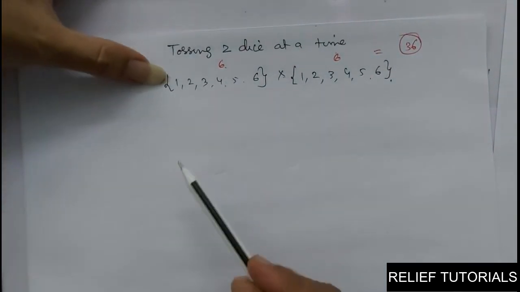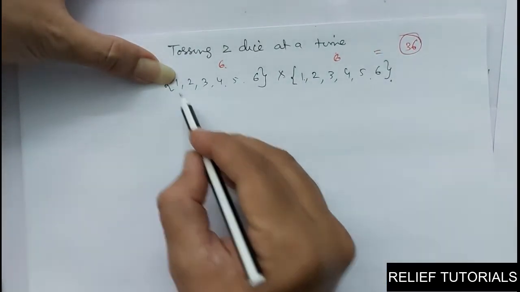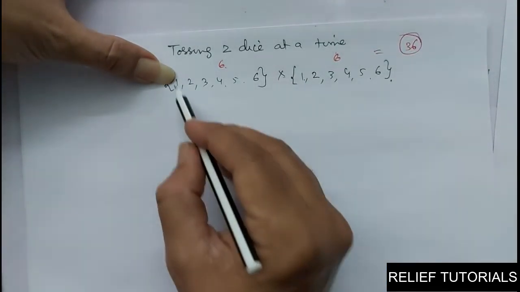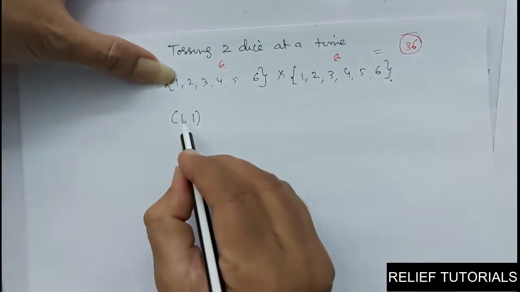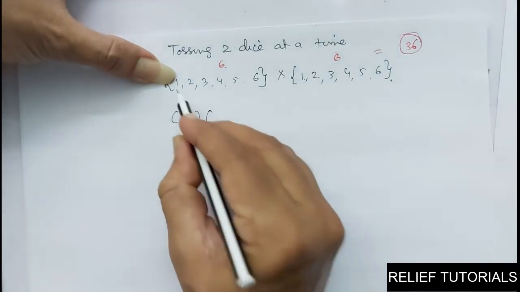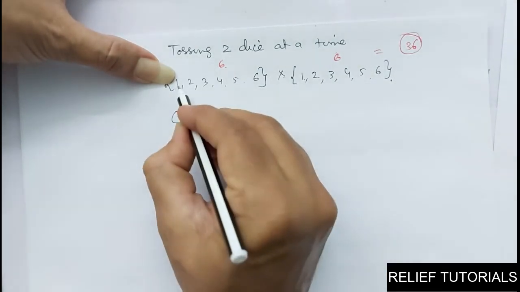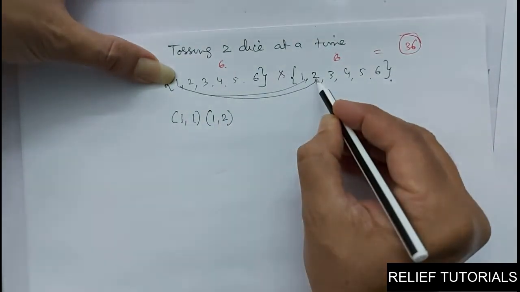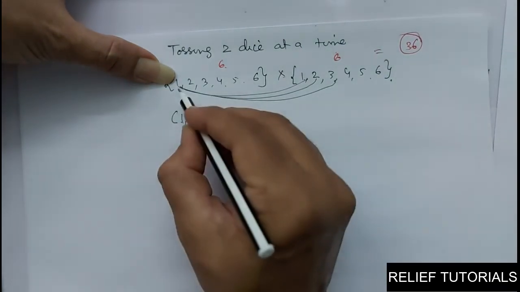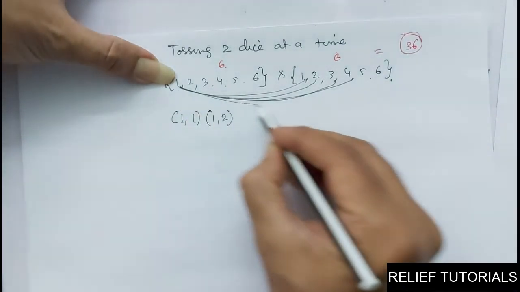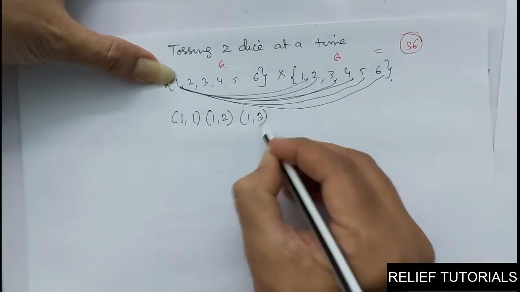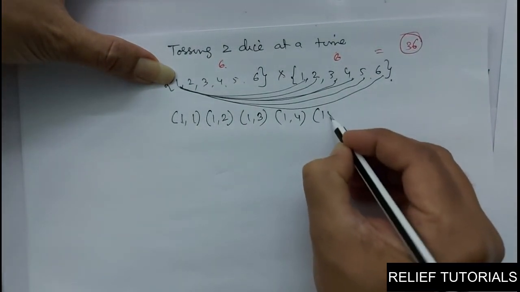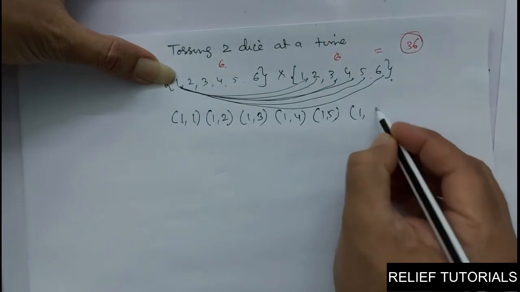How will you get that? See. First 1, 1, 1, 2, 1, 3, 1, 4, 1, 5, 1, 6. So you will get it this way. See, 1, 1. You will get 1, your friend will get 1. Then you will get 1, your friend will get 2. This way. 1, 1. Then you will get 1, 2. Then 1, 3. Then 1, 4. Then 1, 5. And 1, 6.